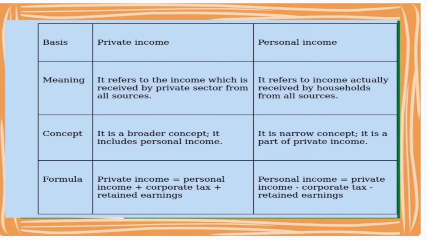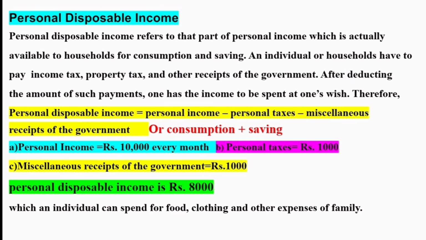So what is personal disposable income? It refers to that part of personal income which is actually available to the households for consumption and saving. Personal income includes personal taxes. When we deduct these taxes from personal income, we get the disposable income, the income available to the household or individual to spend, or we say for consumption.